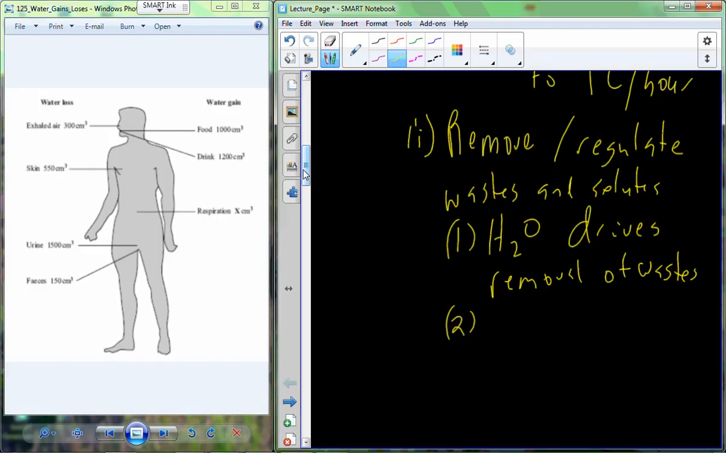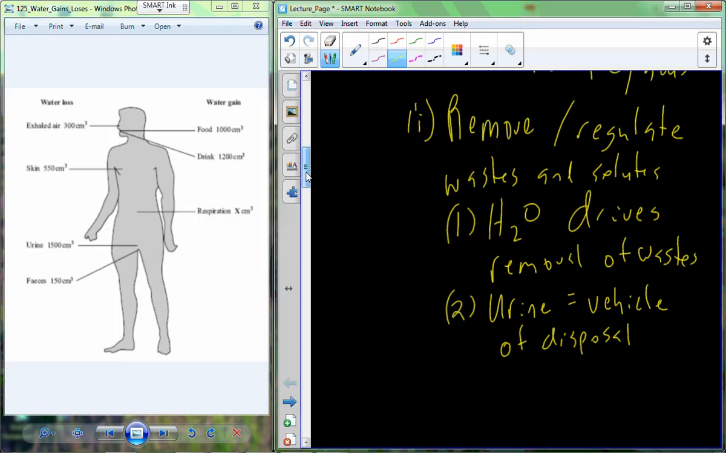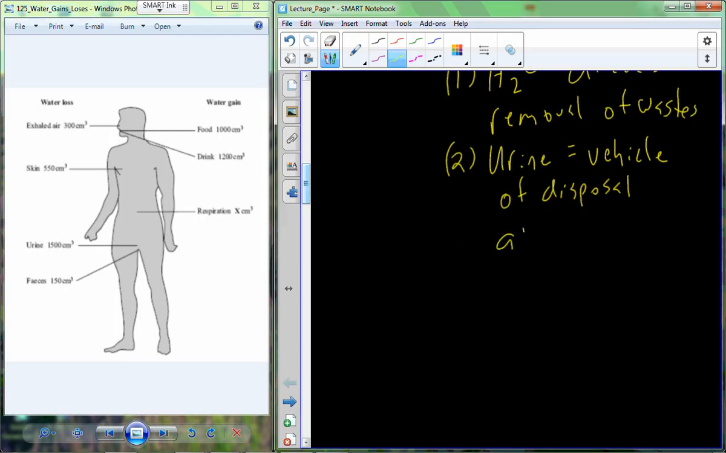Water has to be removed from the bloodstream by the kidney to generate this material that we call urine. And as it flows out, the water that builds up in that urine is what is actually pulling or carrying the removal of waste products, nitrogenous waste from the breakdown of protein, and excess solutes. So the urine, as it's formed, becomes a vehicle for disposal. So the question can be asked, well, what if there's no urine?